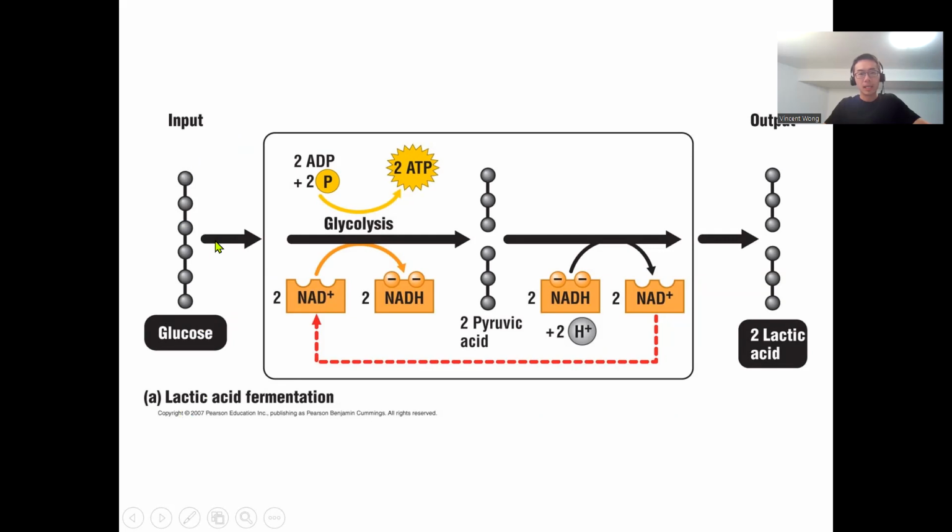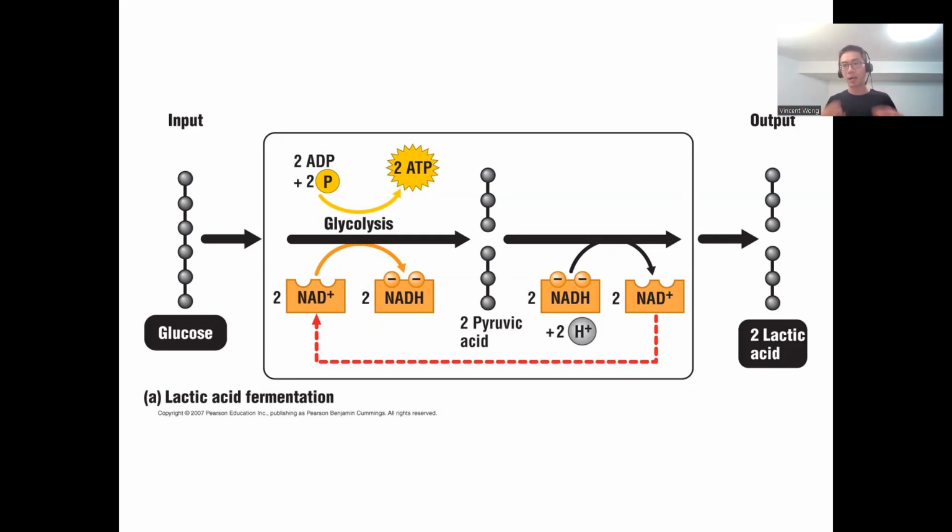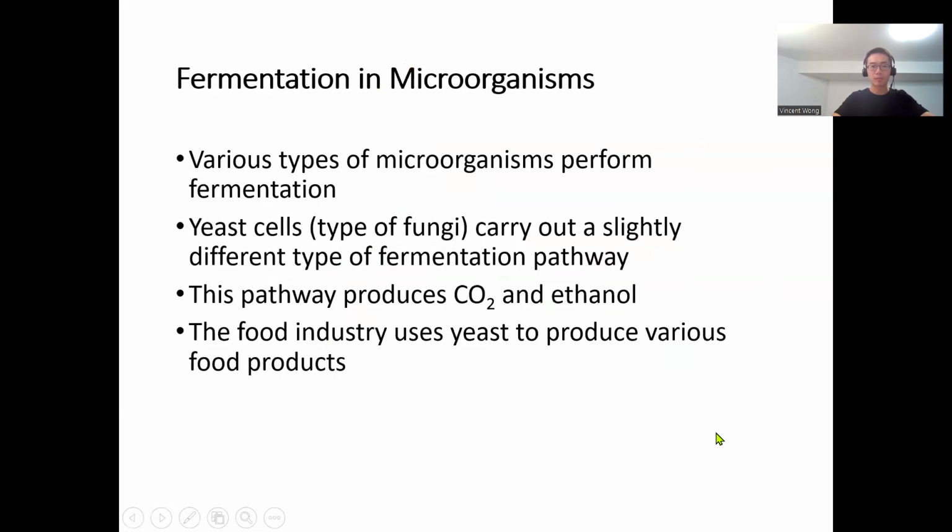We have the glucose, glycolysis breaks it down into pyruvate, and then if we don't have enough oxygen, we cannot go to step 2, step 3, and step 4. Instead, we convert it into lactic acid, and then we regenerate the NAD+. So the buildup of lactic acid is part of the reason why, after an intense workout, your muscle hurts for the next couple of days. Your body needs to slowly break down all the lactic acid that built up. So that's lactic acid fermentation.